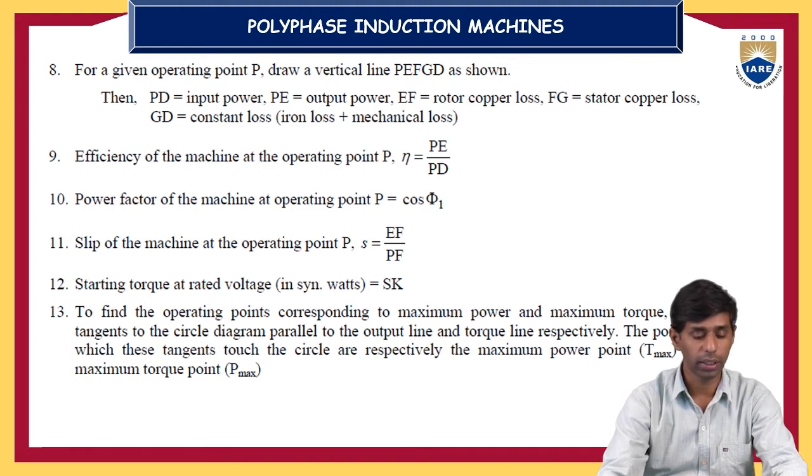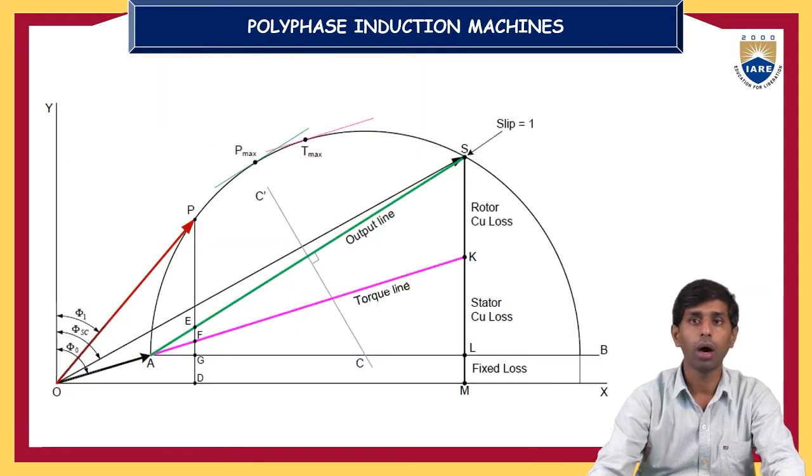I will give you the detail. I will clearly mention here in the PPT, that is 13 points. I directly explain how to draw the circle diagram from the given test data, that is no load test data, blocked rotor test data, as well as the resistance test data.